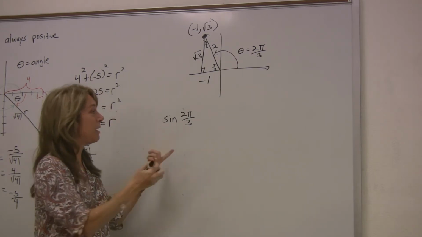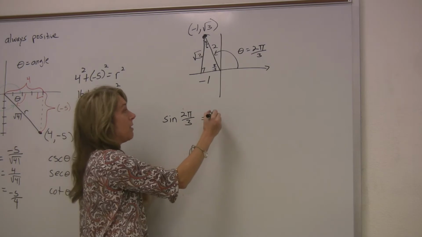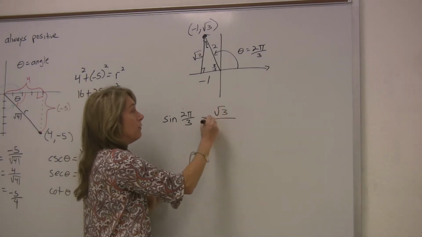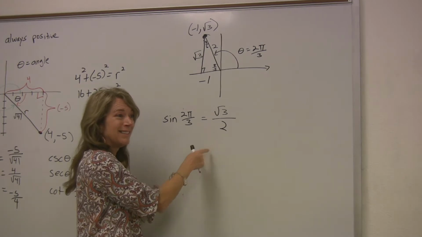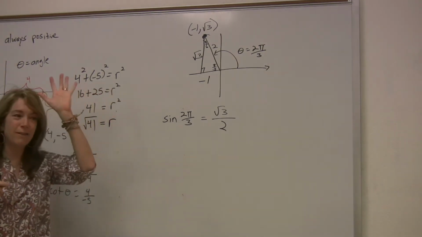Right. So now that I'm here, if I want to do the sine, I'm going to take the y value over the hypotenuse, the y over the r. Oh, right. Okay, that makes sense. I like it, the light bulb went on over your head.